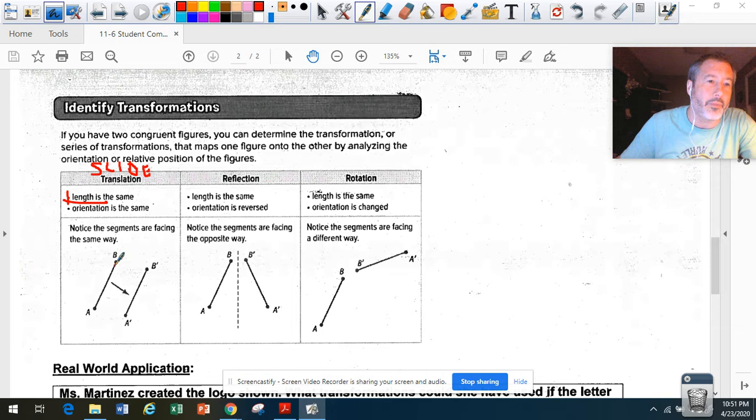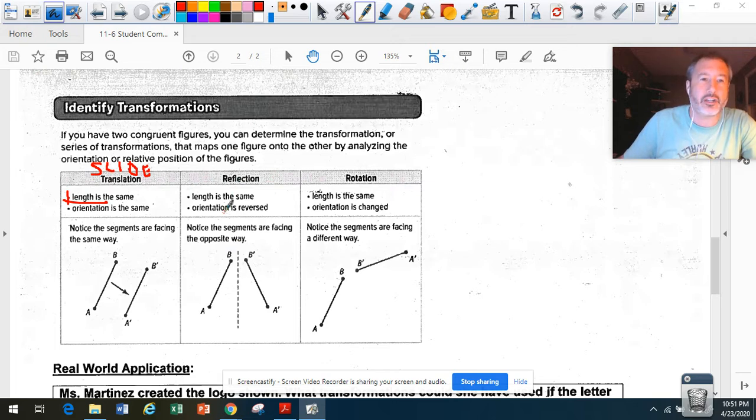It says, notice the segments are facing the same way. As you see here, we have segment AB. A is at the bottom, B is at the top. Look down here. A prime's at the bottom, B prime's at the top. They're basically facing the same way. We can see this length is the same as this length. So this is known as a translation, also known as a slide.